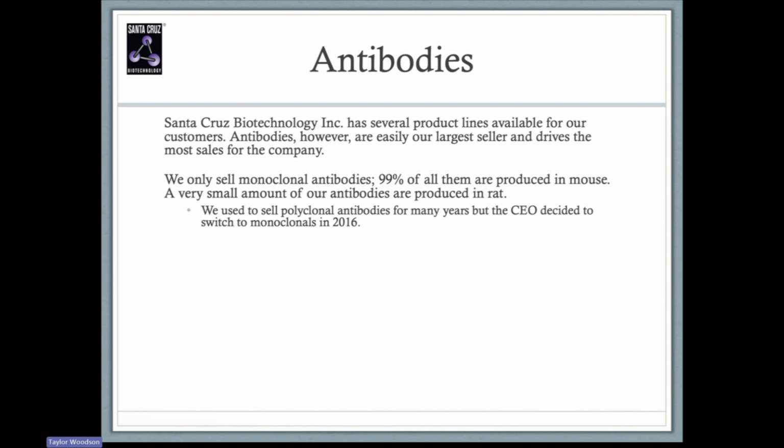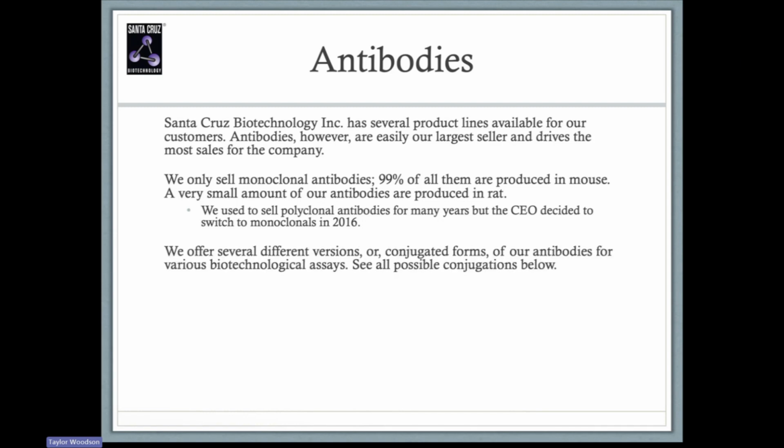And for those of you who have been aware of Santa Cruz, we used to sell polyclonals many years ago. In 2016, we actually switched over to mouse monoclonals just for greater specificity. And we offer several different versions of antibodies. So we call these conjugated forms. We'll talk about these in the next slide, but I just wanted to put them up here. So these are the various conjugations that we have to offer.